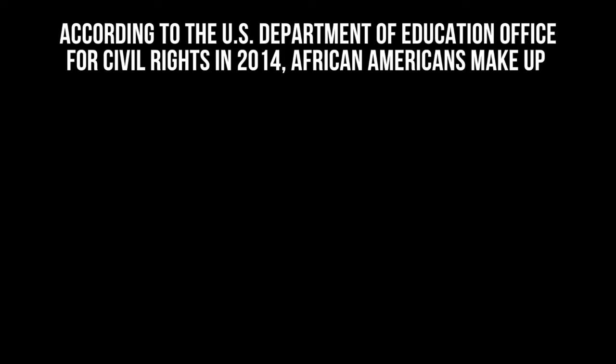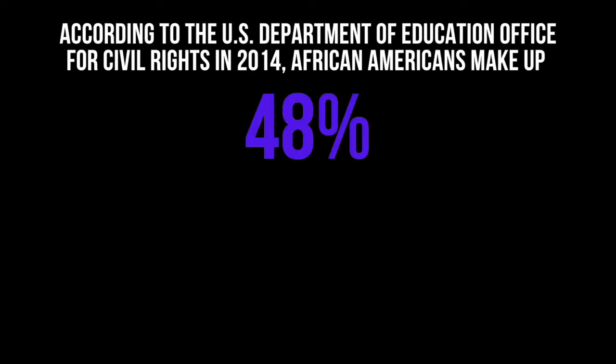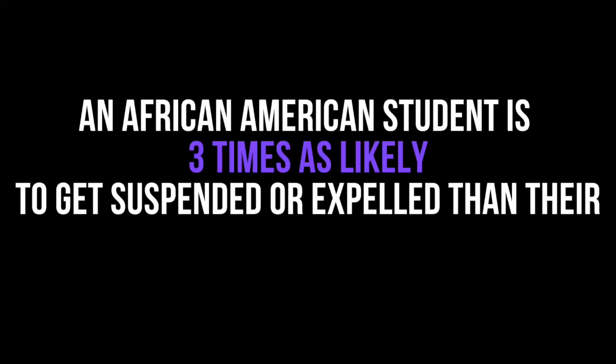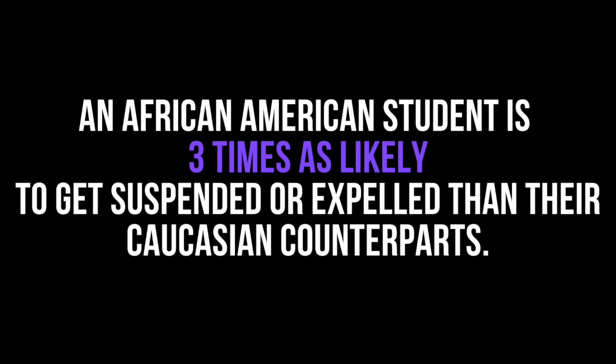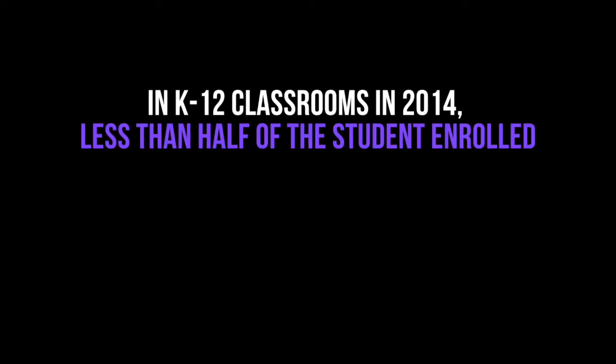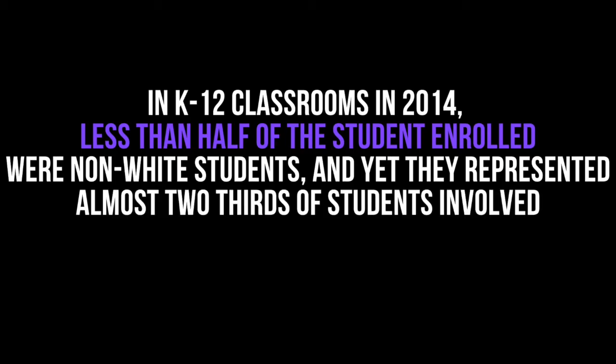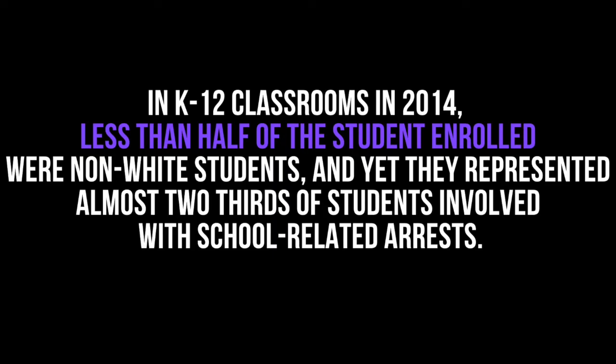According to the U.S. Department of Education Office for Civil Rights in 2014, African Americans made up 48% of preschool children receiving more than one out-of-school suspension. However, African American students only made up 18% of the population actually enrolled in a preschool. Also, an African American student is 3 times as likely to get suspended or expelled from their preschool rather than their Caucasian counterpart. In a K-12 classroom in 2014, less than half of the students enrolled were non-white students, and yet they represented almost 2/3 of the students involved with school-related arrests.